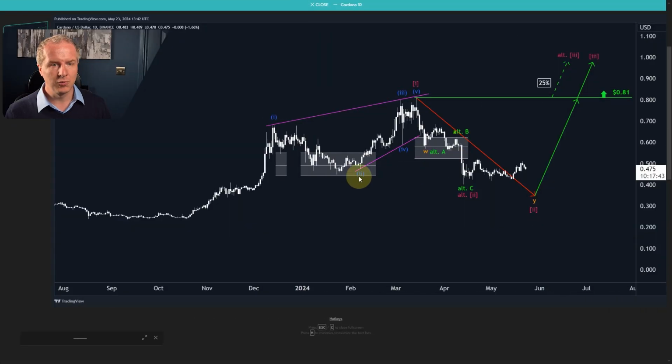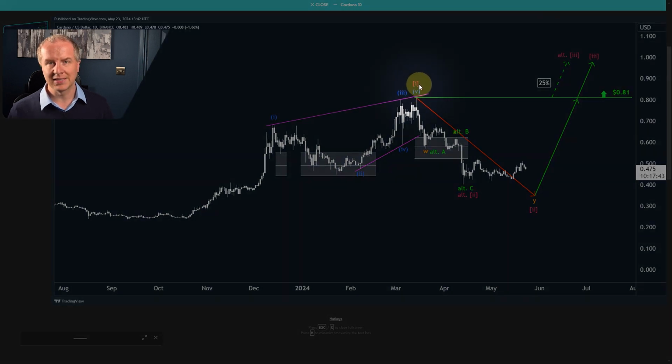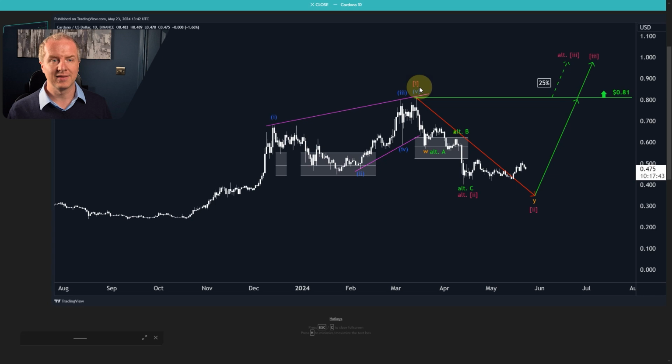Now let's go to the smaller time frame, and here you can see the perspective that we have on the ADA chart. That magenta wave 1 is basically the first wave in this larger third wave. But again, there might be another layer of wave degrees in between. But we have this wave 1, which topped at around 81 cents in March. The wave 2 is likely still unfolding.